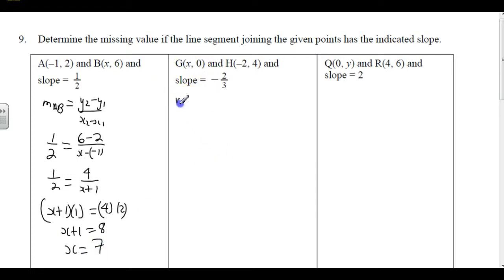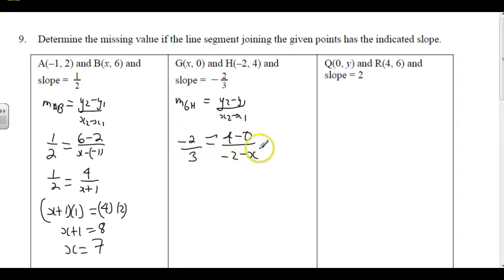The slope of GH, MGH, is equal to y2 minus y1 over x2 minus x1. Substitute negative 2/3. I'm going to leave that for just half a sec. So we'll do this first. So it's 4 minus 0 over negative 2 minus x. And I'm going to say, that's all going to be negative stuff. So when I write negative 2/3, I have to put the negative somewhere. I can't just leave it out front anymore. So I need to put the negative either on the top or the bottom.